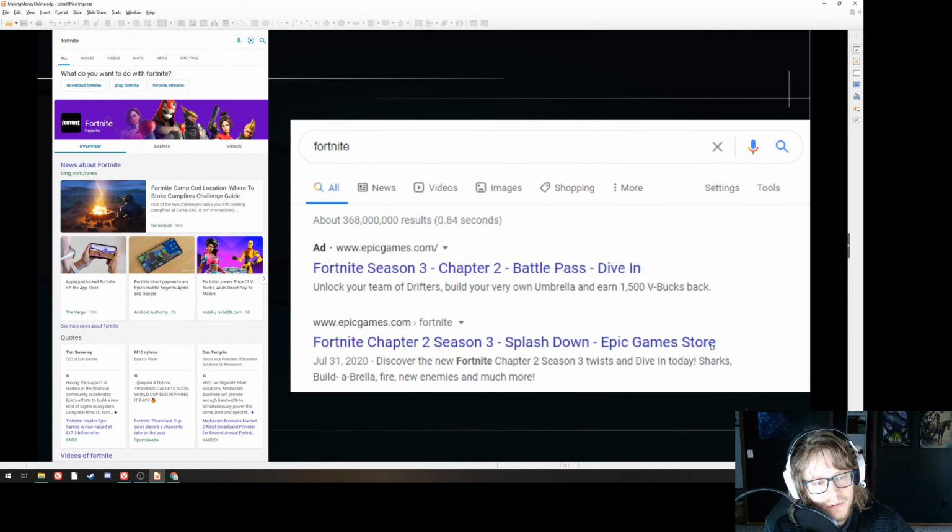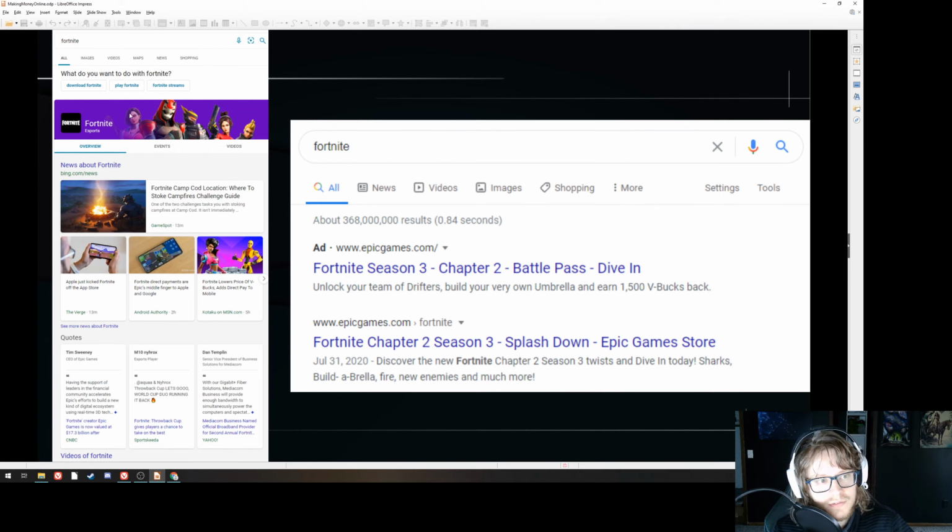Here's another example, Fortnite on Bing. Let's say I want to visit the Fortnite website. That's epicgames.com, which I didn't know until I did the search, but it's epicgames.com. If I search it on Bing, it's not even on the first page. There's all this other stuff for different places. These are all probably advertised spots. I see some tweets. I see some different articles. I see events and videos, but I don't see a link to epicgames.com.